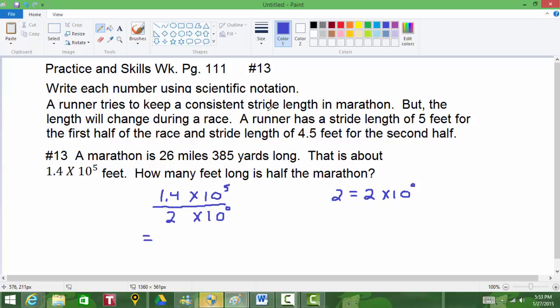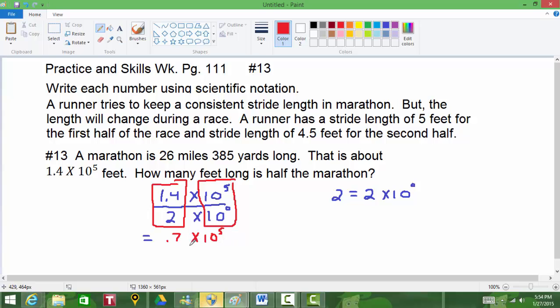And then we're going to start off by simplifying the first factors. So I'm going to take 1.4, divide that by 2. If I go ahead and do that, I'm going to get 0.7. Okay, and then for the second one, we have the same base. They're both 10. So all we have to do is subtract the exponents. So 5 minus 0 is 5. We're going to go times 10 to the 5th.